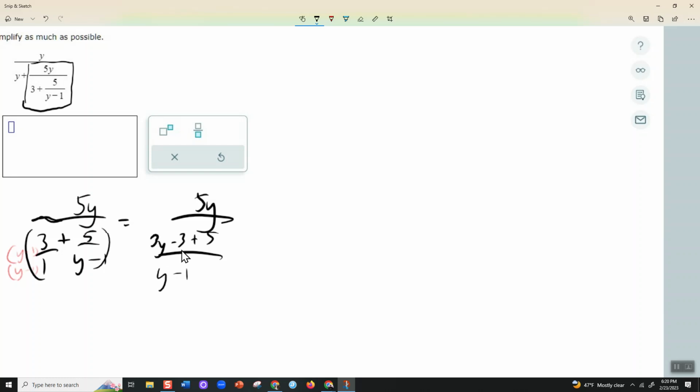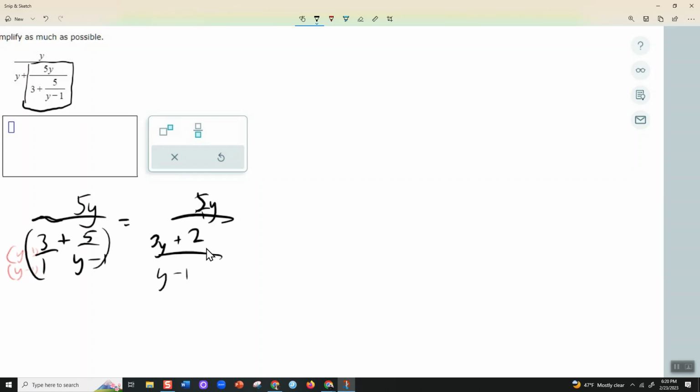And 3y minus 3 plus 5 can be simplified. I'm going to erase here because I don't want to run out of space. Negative 3 plus 5 is 2, or 5 minus 3 is 2. So that's the simplified version. And then I'm going to go ahead and multiply by the reciprocal, which this is over 1.